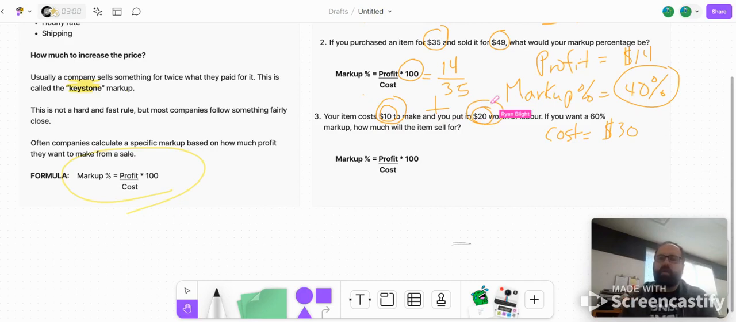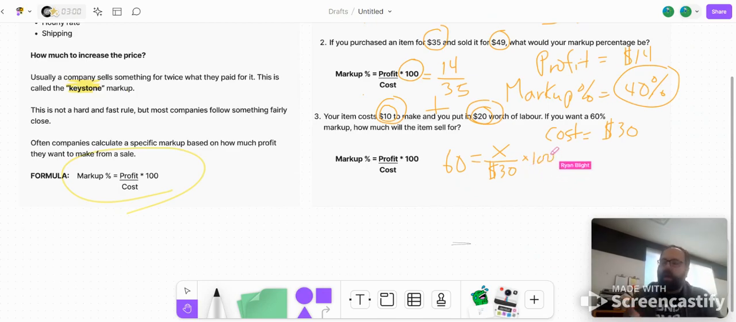Okay. We also know the 60% markup. Okay. So what we can do is we can type in 60% equals X, because we don't know what the profit is yet. Okay. But we do know the cost, which is $30. All right. But we still have this times 100.